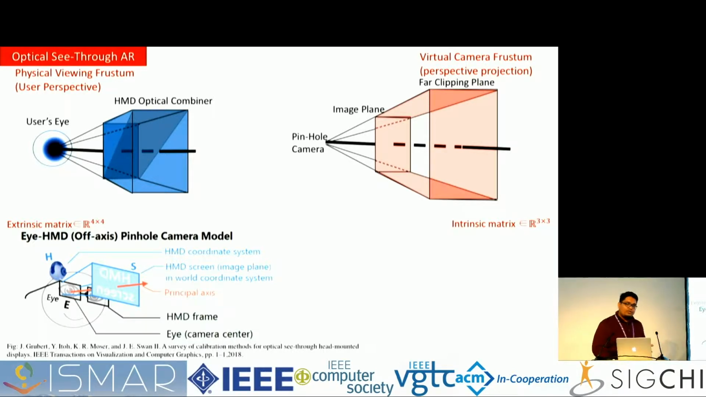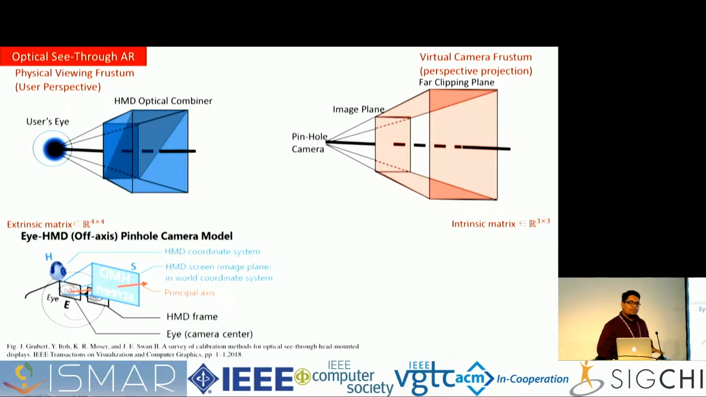So in an optical see-through augmented reality system, in order to do the calibration, we have a virtual system and a physical view system. In order to render virtual geometry in front of the user's view, we have used an off-axis pinhole camera model with perspective projection. The parameters of the pinhole camera model can be expressed mathematically by an intrinsic matrix. And we also have the eye head-mounted display model, with parameters like the head-mounted display coordinate system, the head-mounted display screen coordinate system, and others.